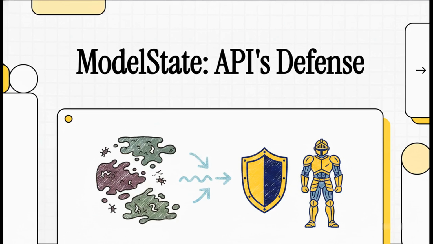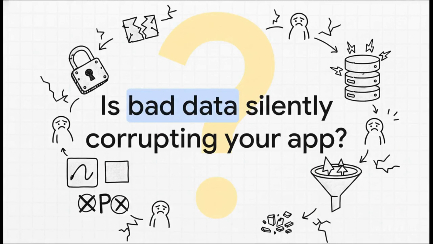It's called ModelState. I mean, seriously, think about it. Is bad data silently corrupting your app? It's the kind of question that keeps us developers up at night. You can write the most perfect business logic, but what happens if the data coming into your APIs is just junk? An invalid email, maybe a missing required field, or text where a number should be. This isn't just some minor inconvenience. It's a fundamental risk to your app's security and stability.